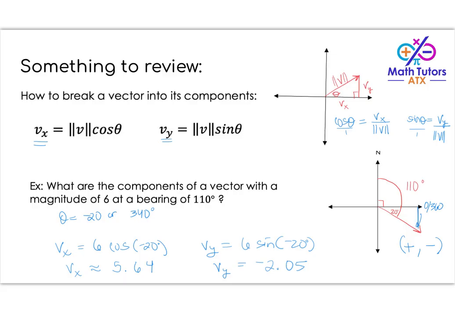So if I create this to be a right triangle and this has a length of 6 right here, this part would be the 5.64 and this would be the negative 2.05. So on the picture, that's where that fits in.